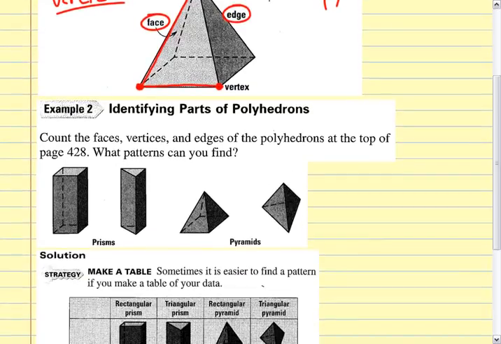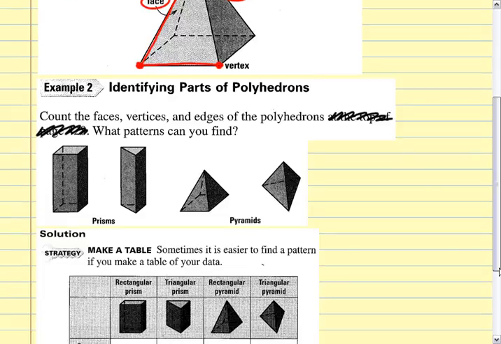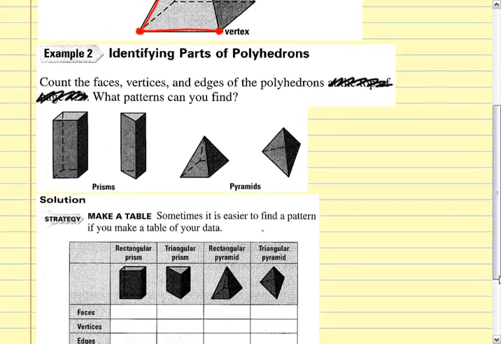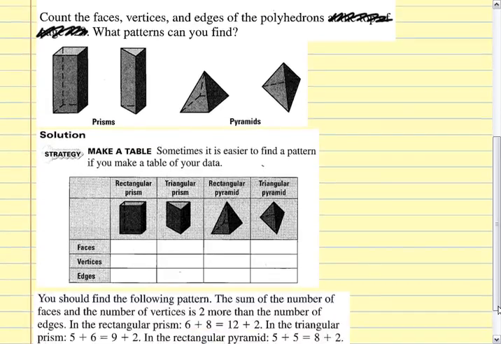Now, let's go down and talk about the example they've given us. I'm going to scratch this part off because I added the figures in here for us. You don't need to go look at a certain page. It says, count the faces, vertices, and edges of the polyhedrons, of these four things. All right? Well, let's look at them. First, I'm going to call on you guys, and I'm going to have you give me some numbers, okay?